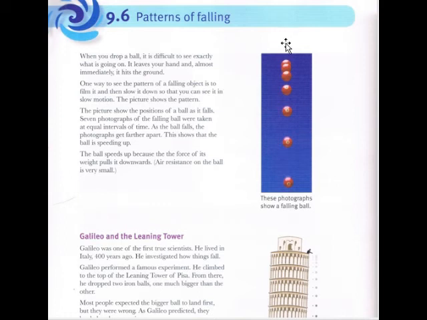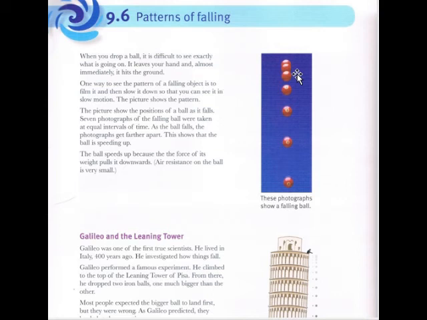Seven photographs of the falling ball were taken at equal time intervals, students. So between one photograph and another, the interval of time is the same. As the ball falls, the photographs get further apart like this. Between one ball and another, there is a different distance. This shows that the ball is speeding up. The ball speeds up because the force of its weight pulls it down. But in this case, the air resistance on the ball is very small.